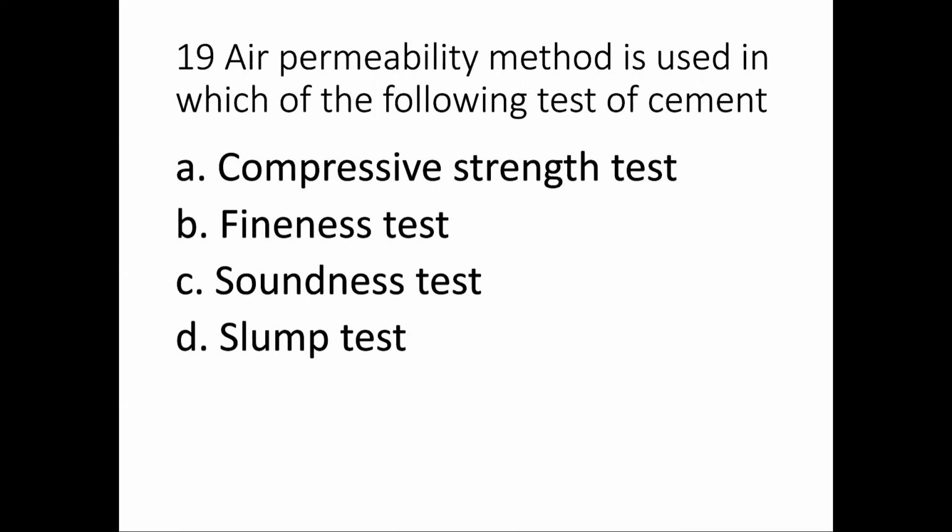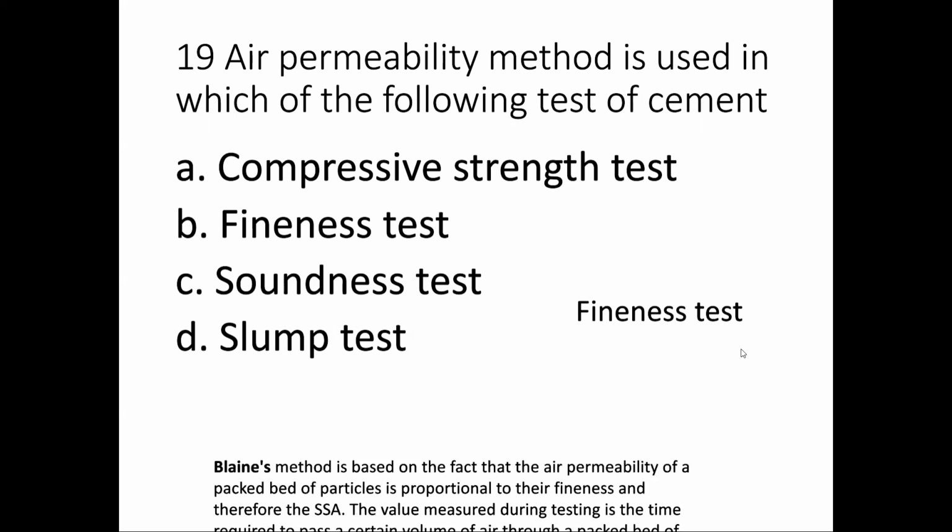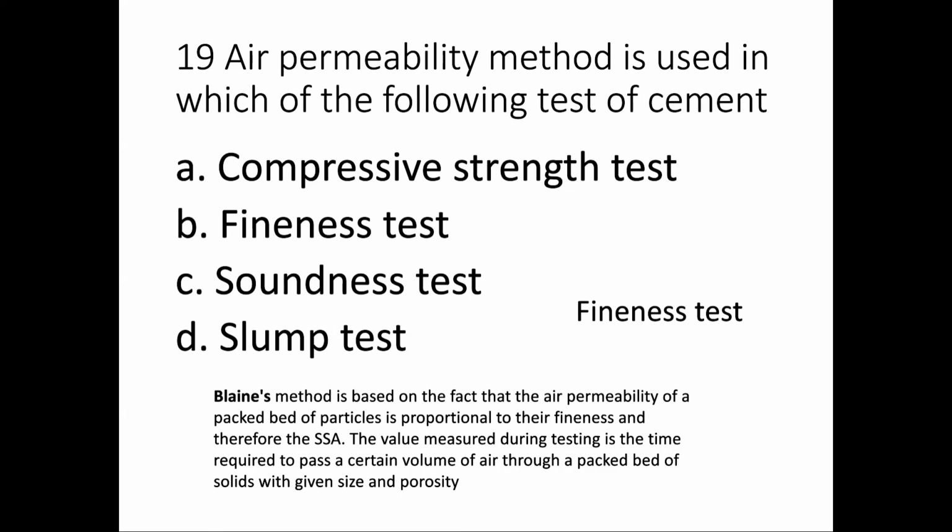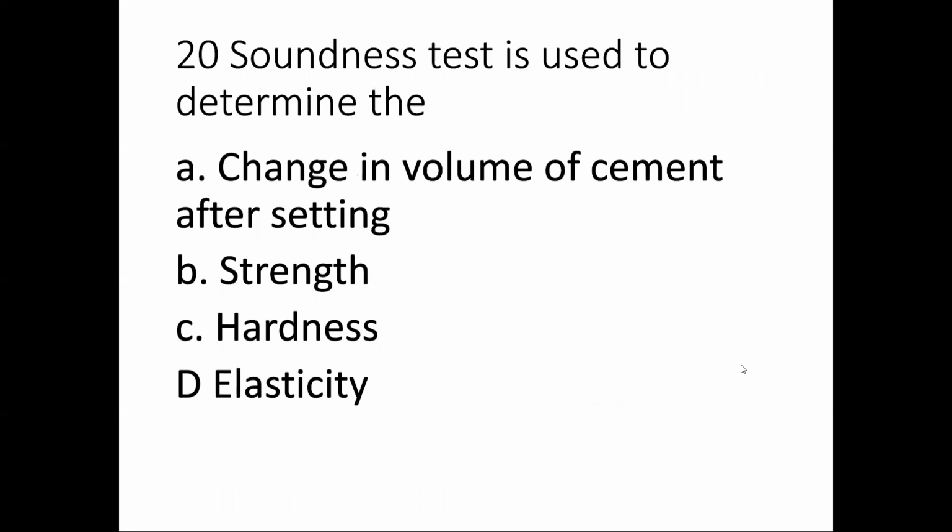Next question. Air permeability method is used in which of the following test of cement? Options A compressive strength test, B fineness test, C soundness test, D slump test. Answer B fineness test. Air permeability method is a method used to find out fineness of cement. Blaine's method is based on the fact that air permeability of a packed bed of materials is proportional to their fineness, and therefore their SSA, the value measured during testing, is the time required to pass a certain volume of air through a packed bed of solids with given size and porosity.